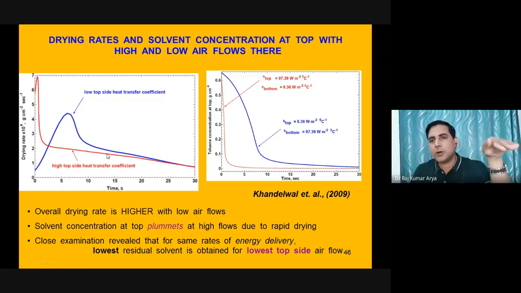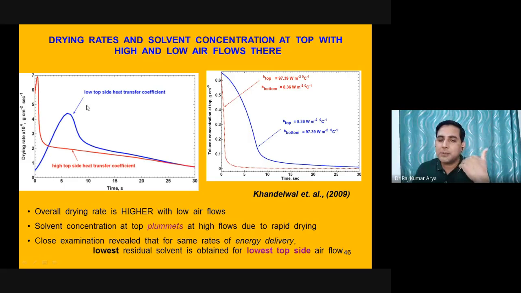By chance you have a high top side heat transfer coefficient. So you see here, once the top side heat transfer coefficient is high, your drying rate is high. Drying means the solvent removal rate is high in the beginning, because in the beginning the entire coating has the same amount of solvent. So initially it is high. What will happen over a period of time? The top surface will decrease in solvent, so your drying rate keeps on decreasing and decreasing.